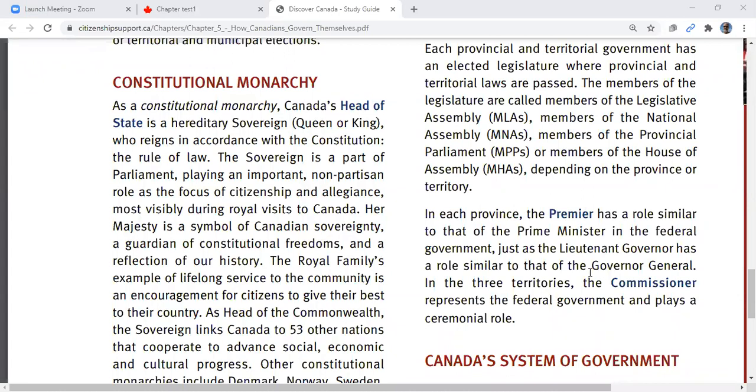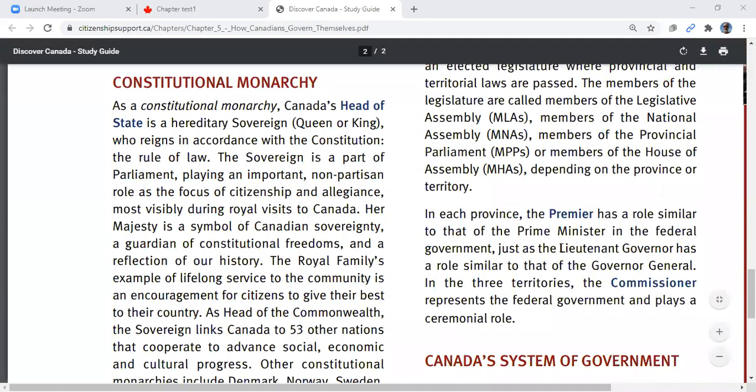And you remember the government in Ottawa, for Canada, they have a Governor General, but each province has a Lieutenant Governor. So the Premier has about similar power for the province as the Prime Minister does for the country. Yeah, that's what it's saying there.